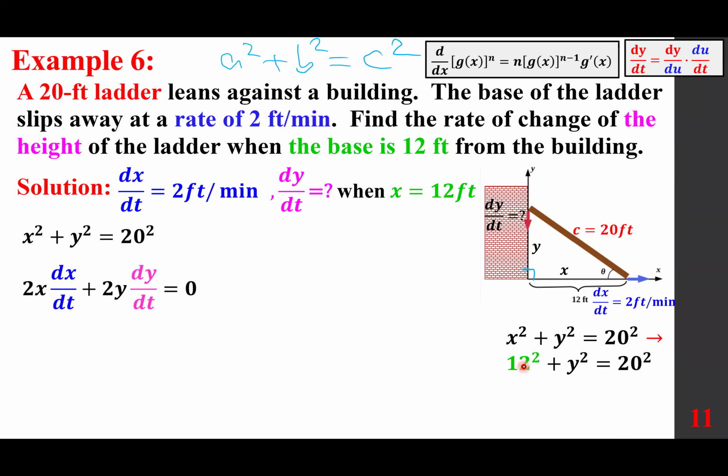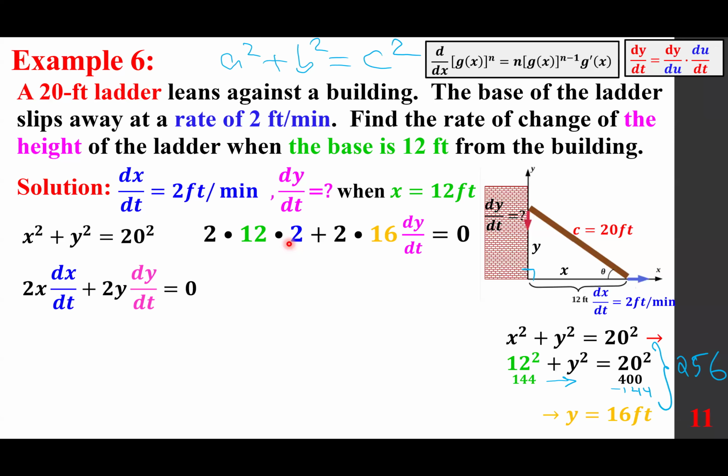20 squared is 400, 12 squared is 144. We move the 144 and subtract it from 400. That gives 256, and y becomes 16 feet. We are ready to plug in. Therefore, we write 2 times x, which is 12 feet, times dx/dt, which is 2 feet per minute, plus 2 times y, which we found to be 16, times dy/dt, which is missing. That's equal to 0.